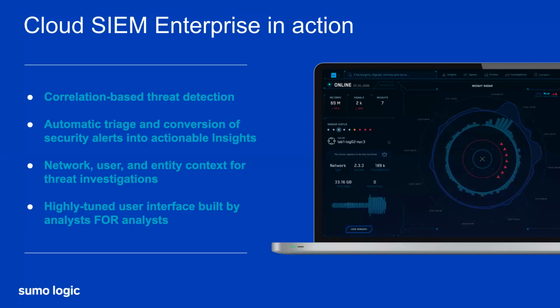This is how you're going to have correlation-based threat detection, the ability to automatically triage alerts, hundreds of thousands of alerts you're getting every day, depending on the size of your organization, into just a handful of these insights, as we call them, which is our opinionated view of something that is a critical incident and needs your immediate time and attention. Bringing in all that additional context for threat investigations across your network, your user information, and your entities and devices. And as you can see on the right here, truly a highly tuned user interface that's ready to go and is walking your analysts through and keeping their focus and attention on the mission at hand. So with that, let me flip over here and I'm going to bring up the demo.